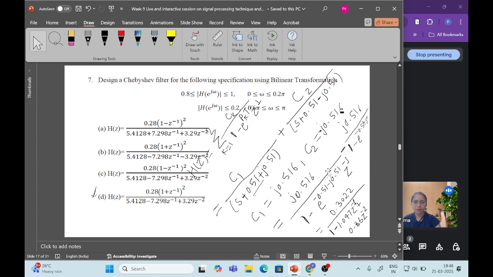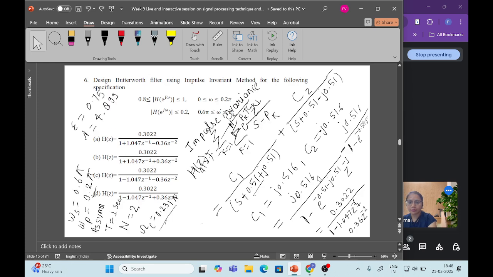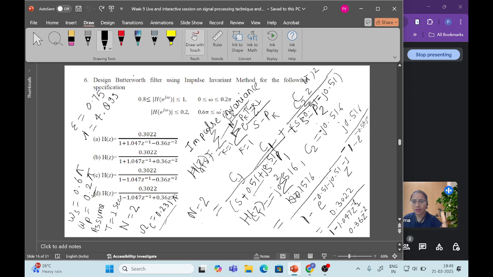Just a minute. I'm not able to remove it. It is not removing. So I have to close it and then open it again. So just wait for 2 minutes.